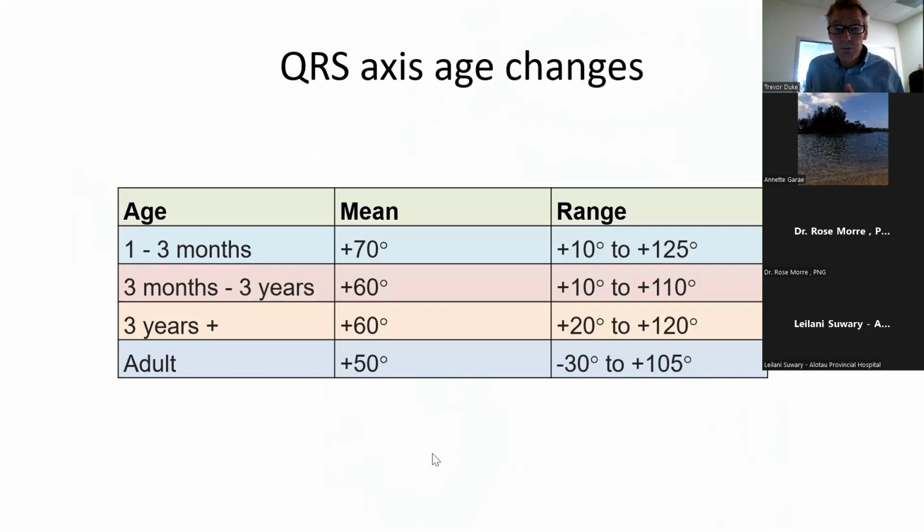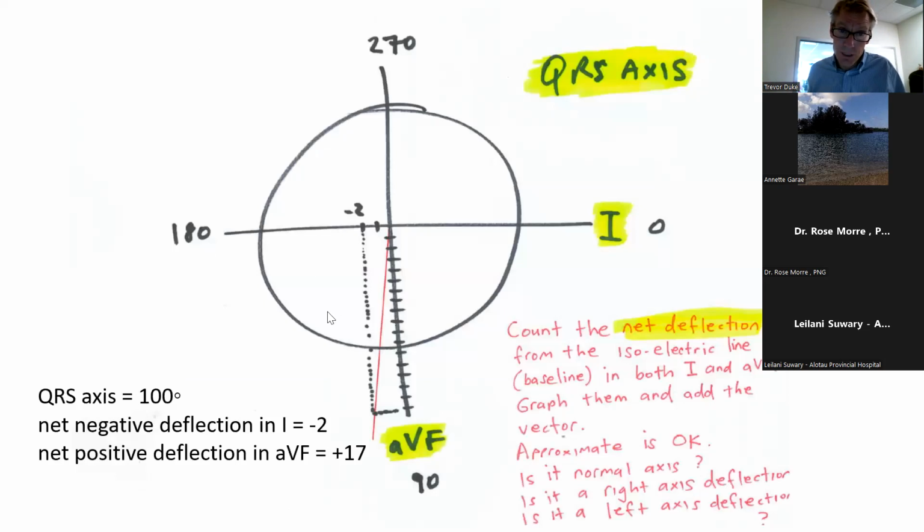When we are reading pediatric ECGs, we need to realize that there are some differences with age. Children more often have a right axis deviation, and so their mean axis will often be more towards 90 to 180 degrees. It'll often be in this quadrant, whereas in adults, it's always in this quadrant, 0 to 90 degrees.